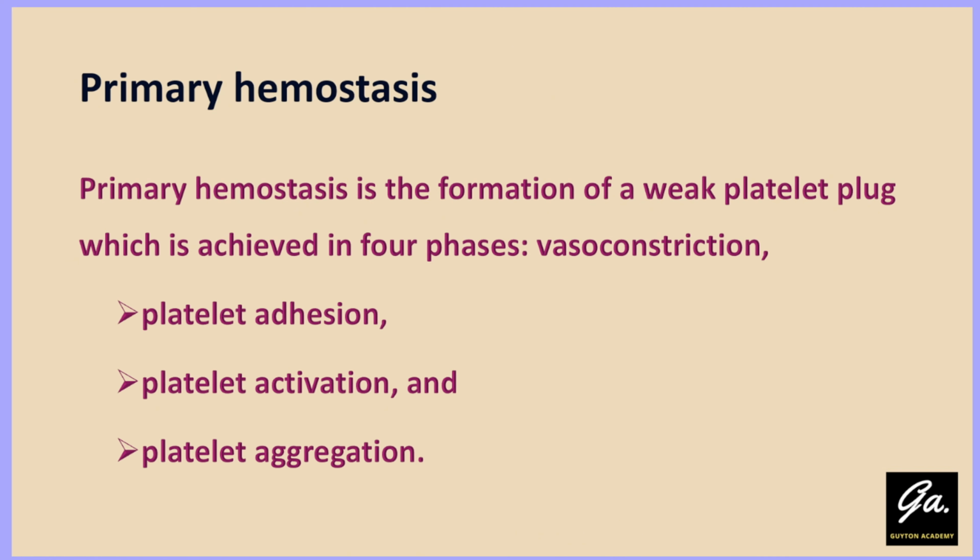What is primary hemostasis? Primary hemostasis is the formation of a weak platelet plug which is achieved by four phases: vasoconstriction, platelet adhesion, platelet activation and platelet aggregation that will stop the bleeding.